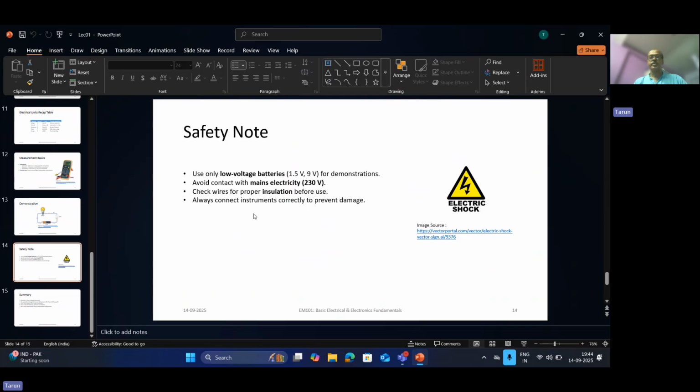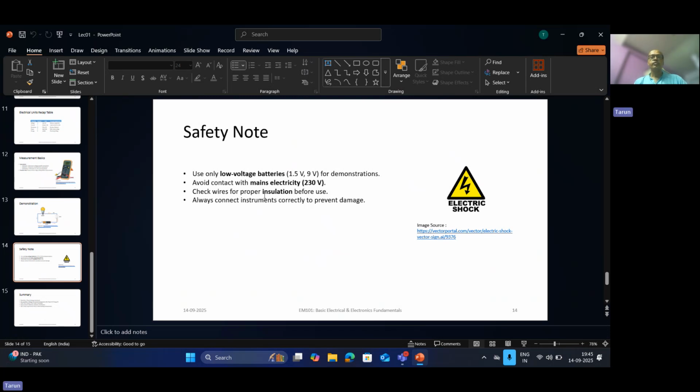Now, some points to be noted for safety purpose. Use only low voltage batteries like 1.5 volt, 9 volt for demonstrations. Avoid contact with mains electricity, 230 volt in India. For America or other countries, the mains electricity voltage is different, but in India, 230 volt is the standard mains electricity.